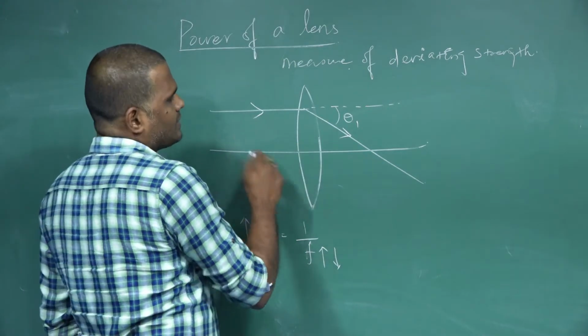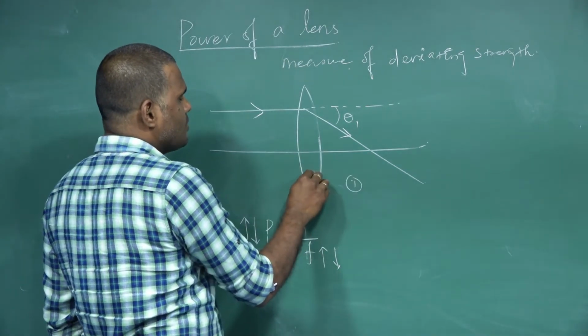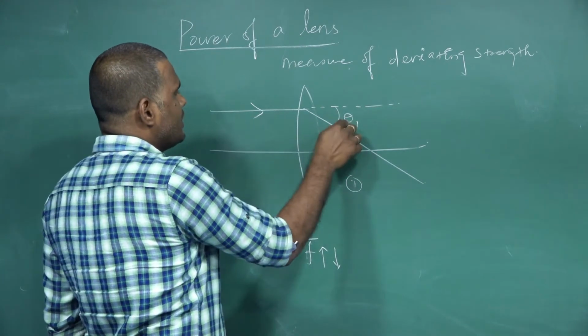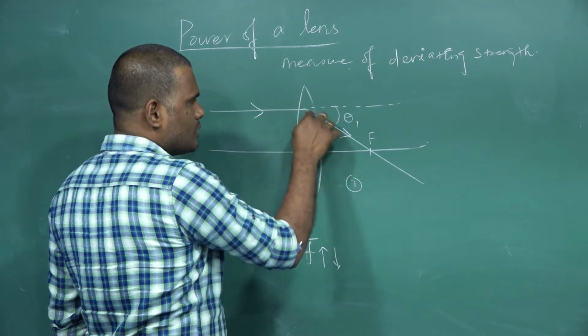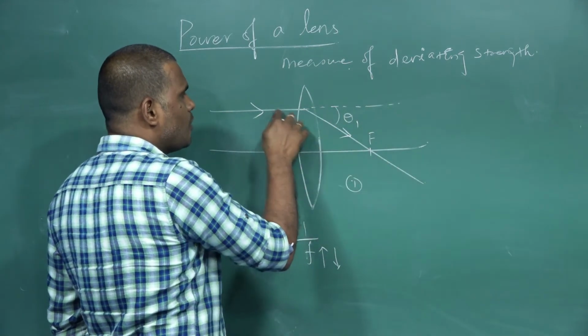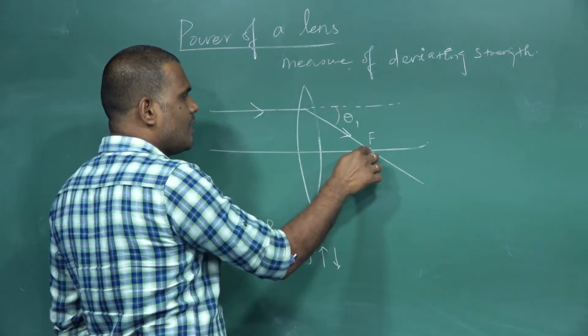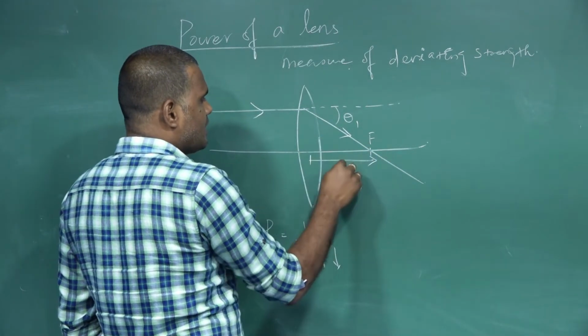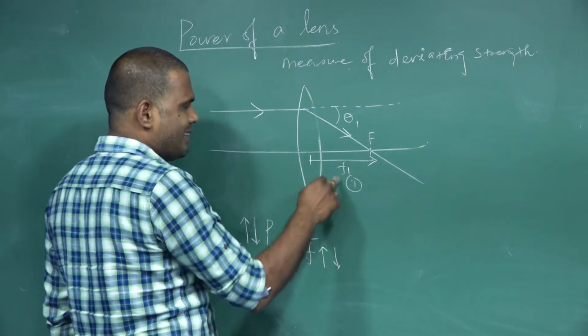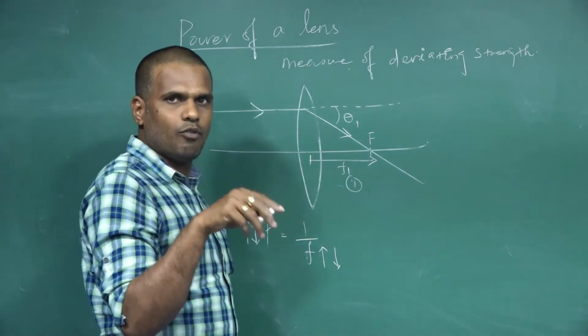Consider this as the first diagram, where I am using a thin lens for which the deviation produced is, let us say, θ1. The point through which the light radiation passes after getting refracted from the lens is called the principal focus, and the distance between the optic center and the principal focus is called the focal length. Let me mark this as focal length f1.